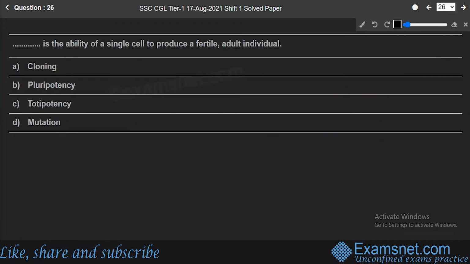Dash is the ability of a single cell to produce a fertile adult individual. And the given options are cloning, pluripotency, totipotency, mutation. Let's see the meaning of each of the words one by one. What do you mean by cloning? See, cloning is the process of producing individual organisms with identical DNA.